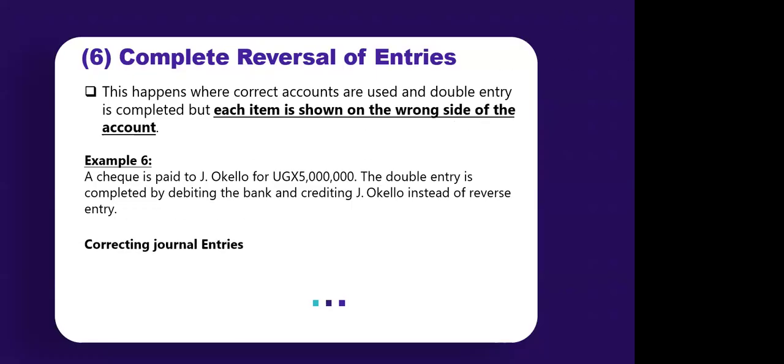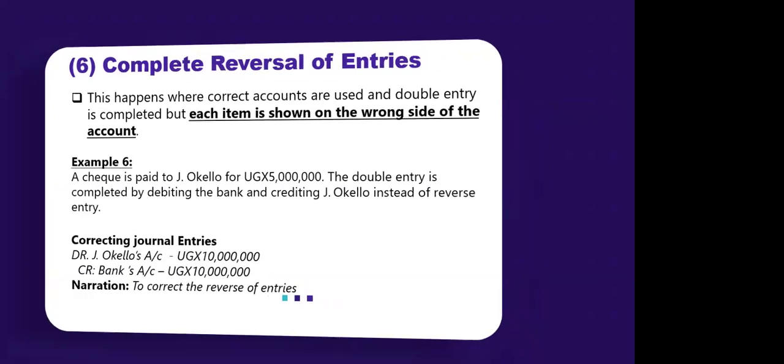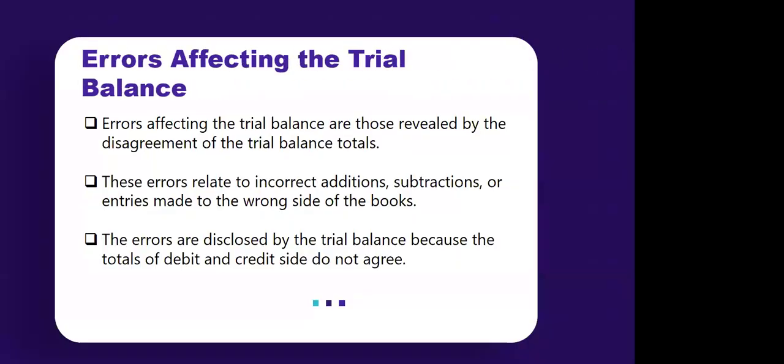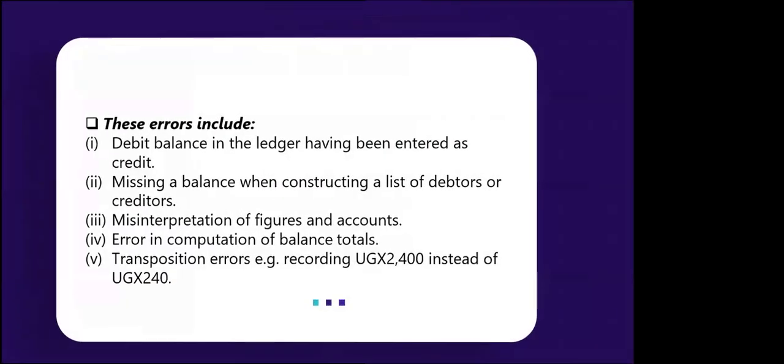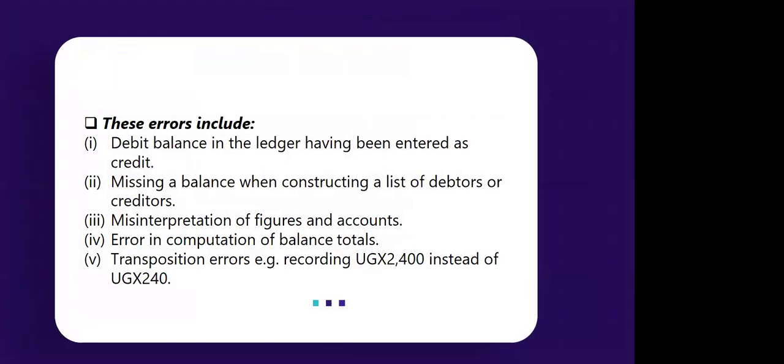So let's look at the other errors that affect the trial balance. Debit balance in the ledger having been entered as credit. For example, if you have a debit balance in your cash account, then you enter it as a credit.